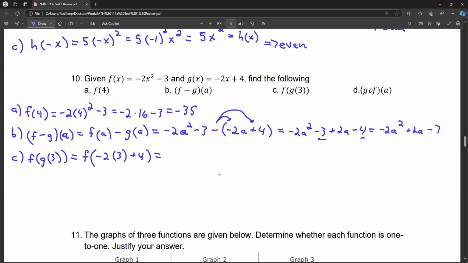But I can go ahead and simplify the stuff on the inside of this F function before I evaluate it. So I would have -2 times 3. That's going to be equal to -6. -6 plus 4 is going to be equal to -2. So we have, instead, we're just evaluating -2 into the F function.